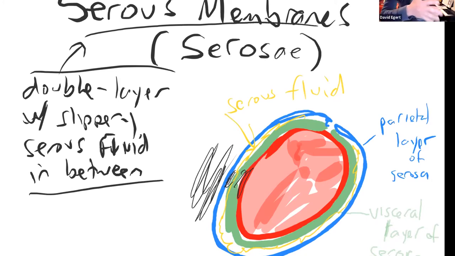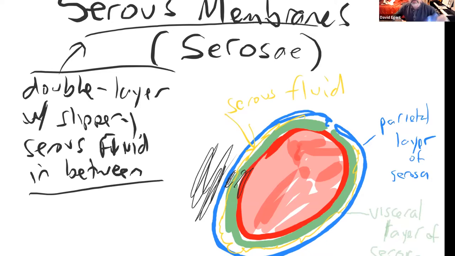If I kept going like this, I'd probably be bleeding after 10 minutes, right? So these serous membranes are around your heart, around your lungs, around your digestive organs like your stomach and your intestines, and allow them to move and slide past each other with no friction.